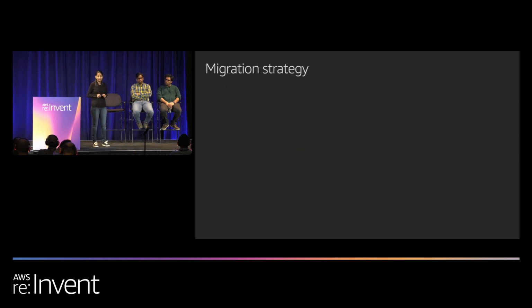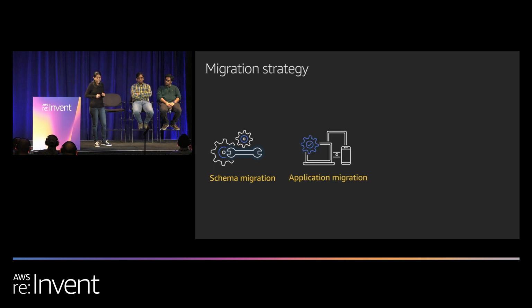So let's talk about the migration strategy. As part of the migration strategy, we had to take care of 4 major areas. Schema migration. Under this, we actually migrated the schema and the database objects from the source database to the target database. Application migration. As part of this, we designed the application in a way that it can work seamlessly with Aurora MySQL post-migration.